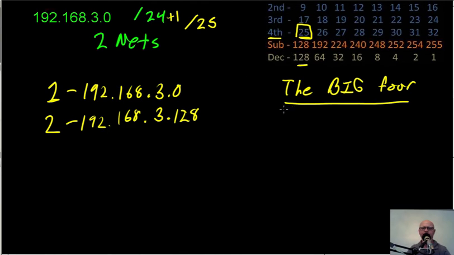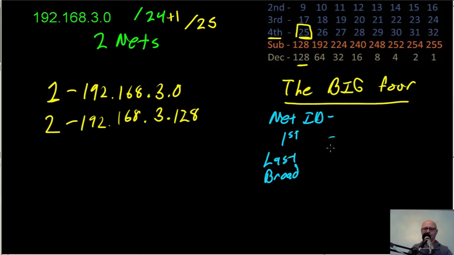All right. So the big four. The big four is the network ID. Yeah, I don't like making things colorful, so let's do nice blue. So the net ID, the first usable, the last usable, and the broadcast.